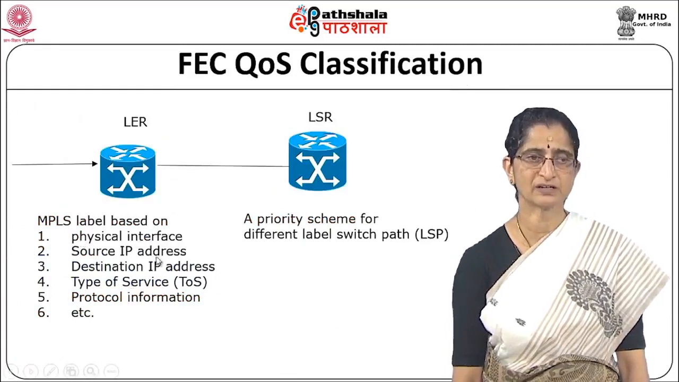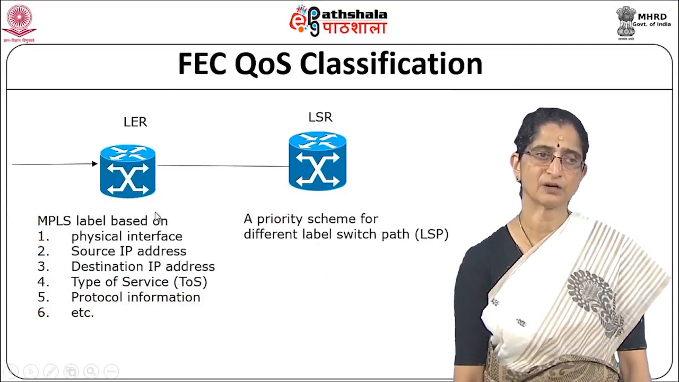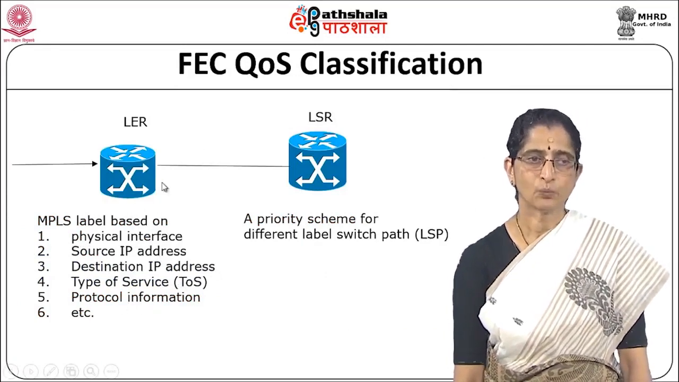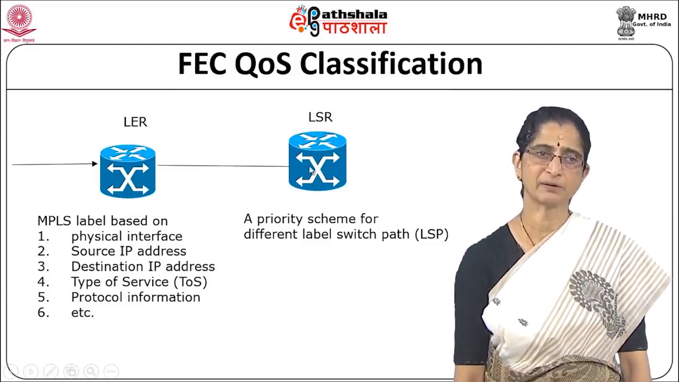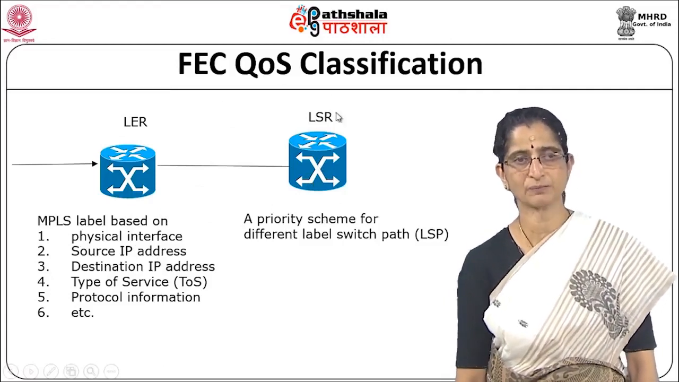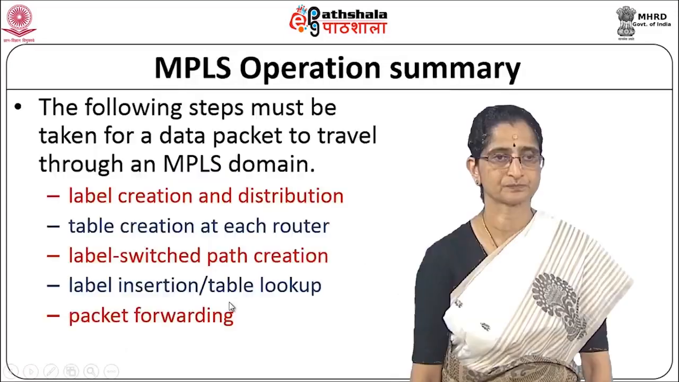So the FEC QoS classification can be done on various parameters. It could be done based on the physical interface, source IP address, destination IP address, type of service field, protocol information, etc. And all this is done at the LER. Once it comes into the MPLS network, it is only based on the LSP, and that is determined only by the label. Okay. So you can have support for QoS as well. Another option, for instance, is to use the type of service field that we have in IP. That can be used to set the label appropriately. So your IP precedence bits, whatever bits you have in the TOS field, can be used to set the label and therefore you can provide the required quality of service.